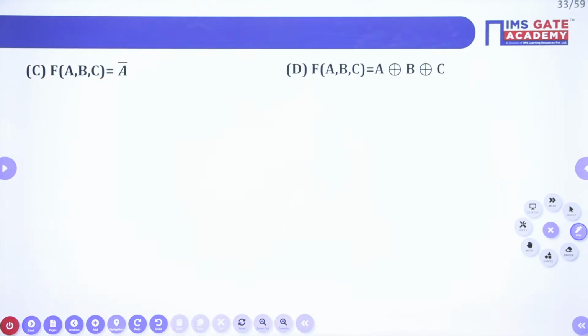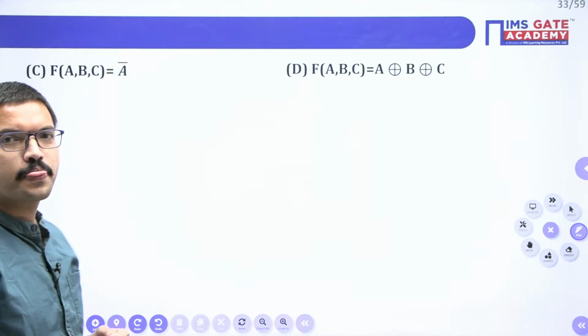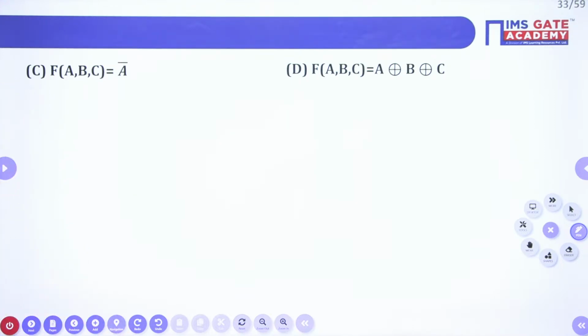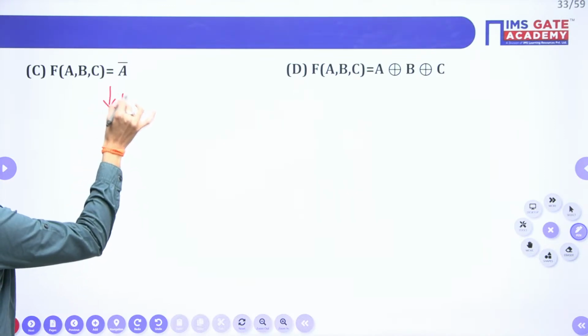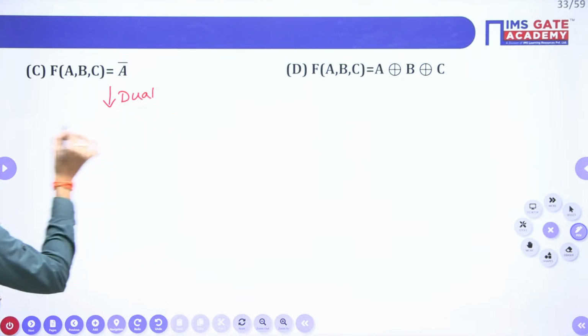Now let us proceed to the other two options, option C and option D. Regarding option C, all of you please tell what is the dual.